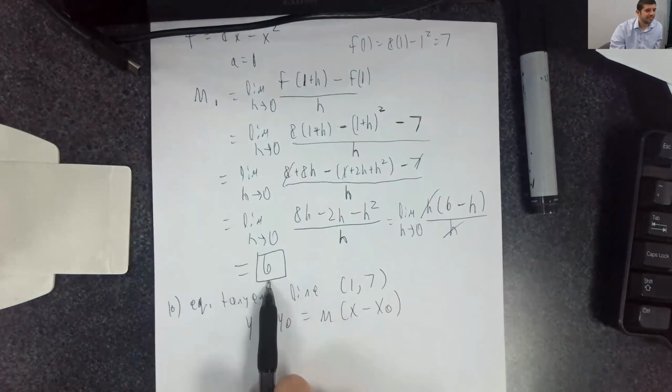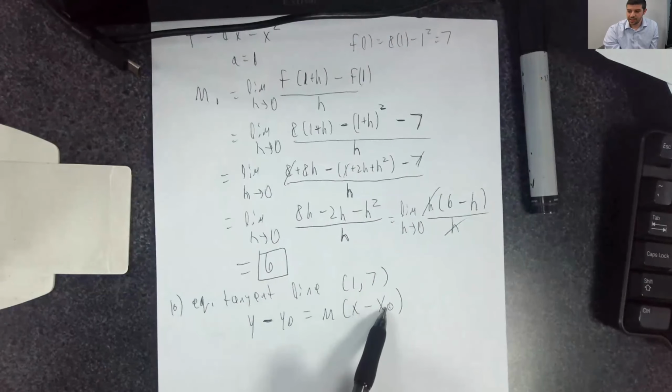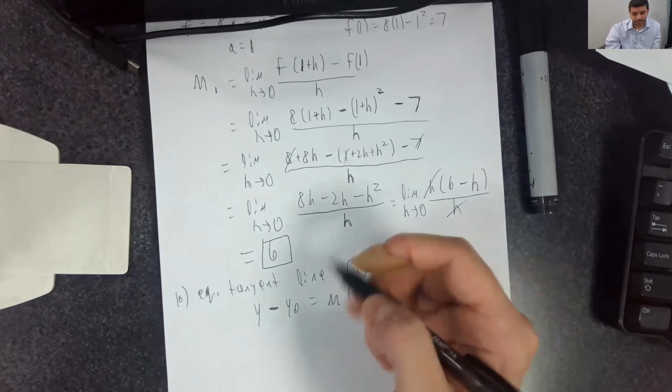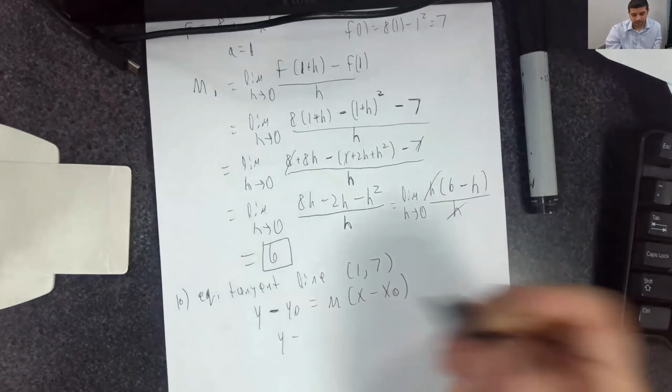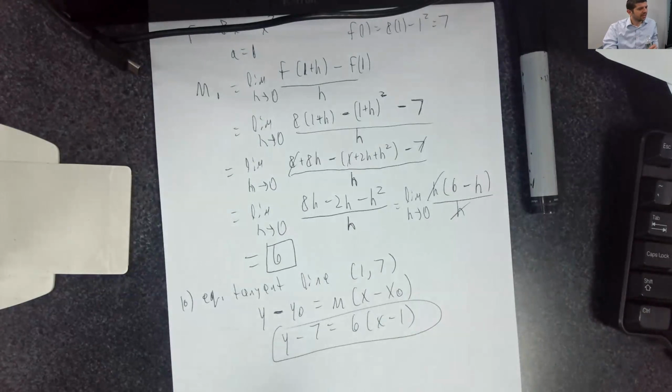That's the whole point. We were spending all this work to get the slope, and then x naught is 1. So y minus 7 is equal to 6 times x minus 1. Matthew, did that answer your question? Okay.